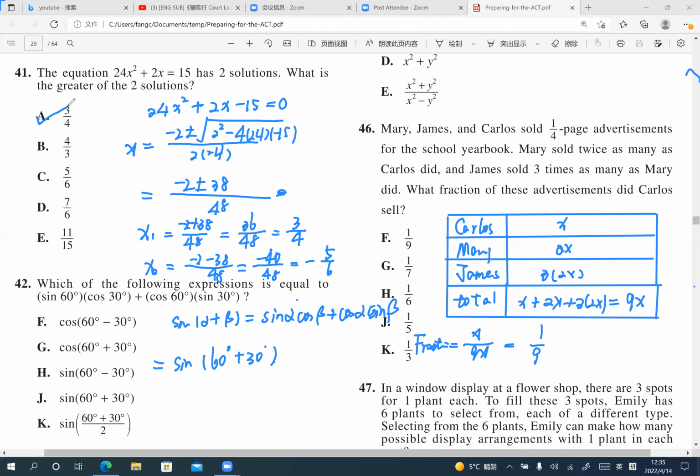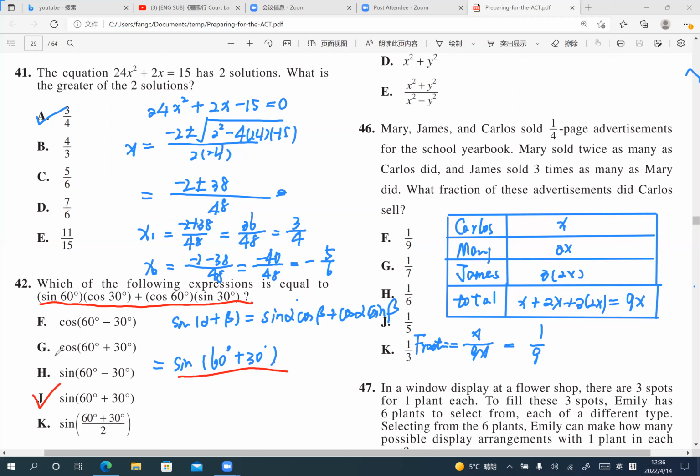Question 42. Which of the following expressions is equal to sine 60 degrees times cosine 30 degrees plus cosine 60 degrees times sine 30 degrees? According to the sum and difference formula, I wrote here sine of alpha plus beta equals sine alpha cosine beta plus cosine alpha sine beta. According to the formula, we know the expression should be equal to sine of 60 degrees plus 30 degrees. So we should choose option J.